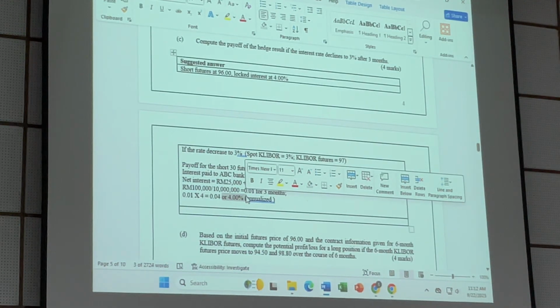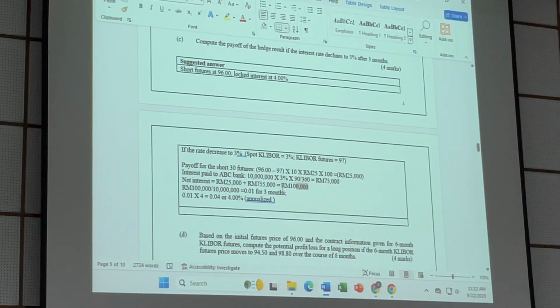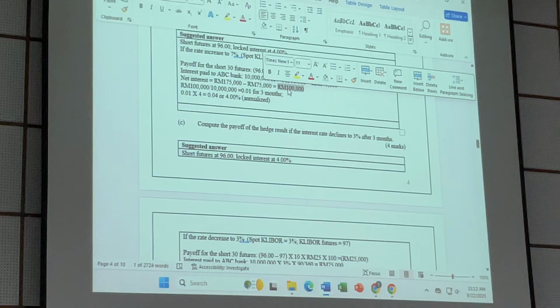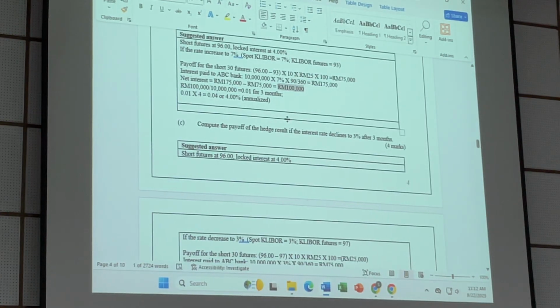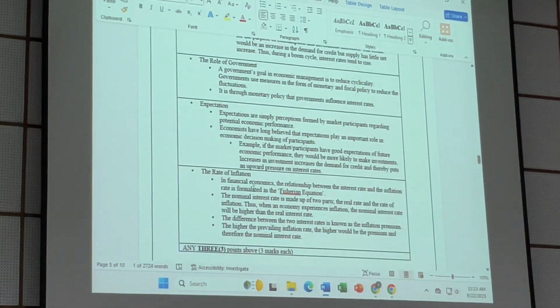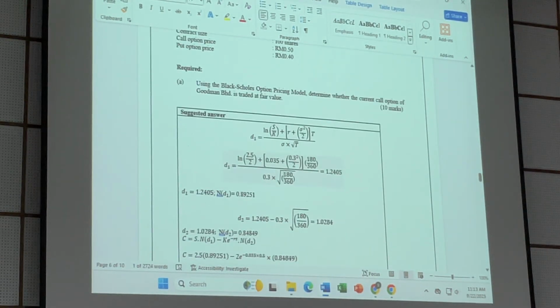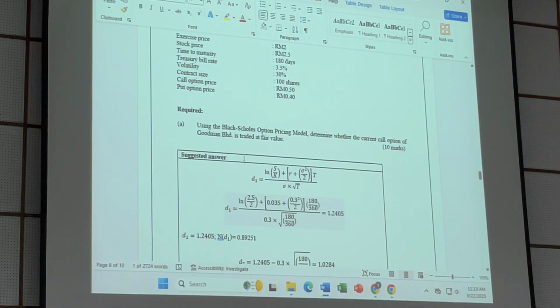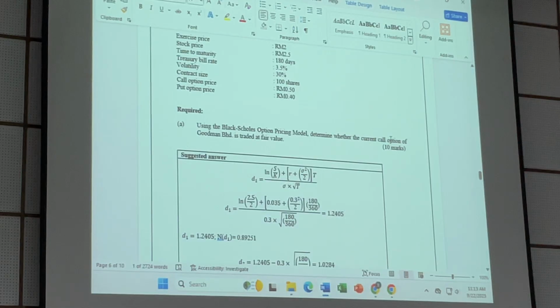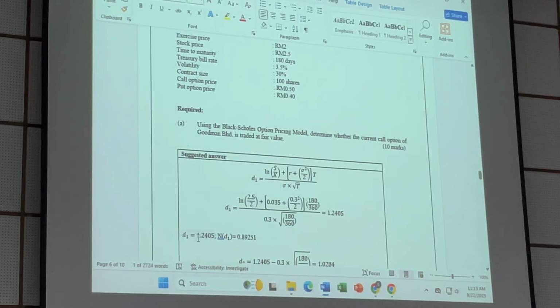It means that you have locked your cost of borrowing to only 100,000. Rate up or rate down, your interest rate cost is only 100,000. So this one you refer to the coverage. For this one, use the option pricing model, substitute everything, find D1. Then they want a call option, so you just remain as D1 and find the normal distribution of D1, 1.24.